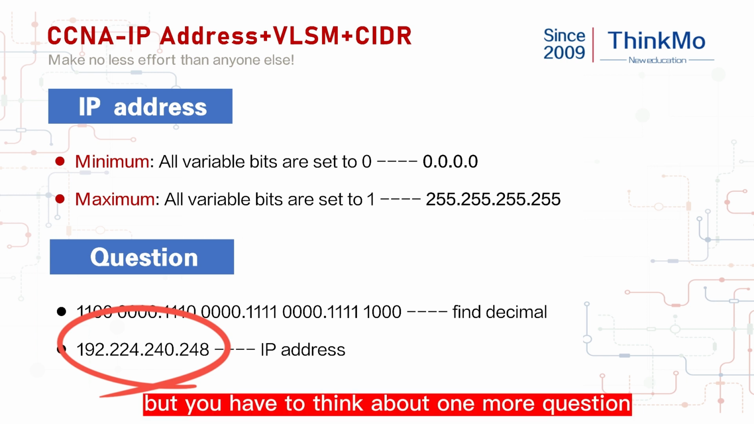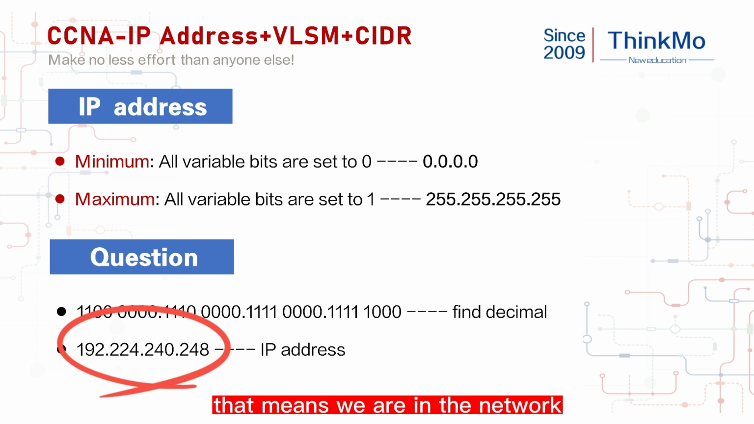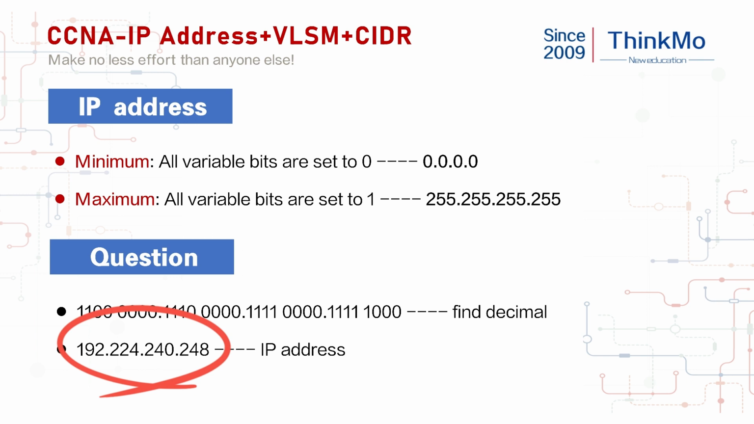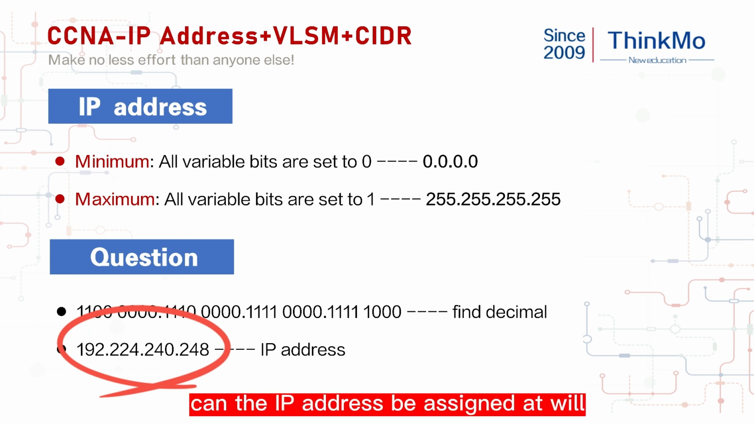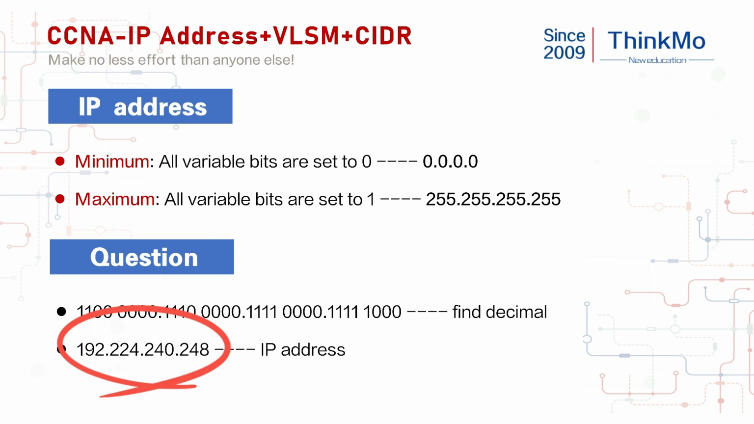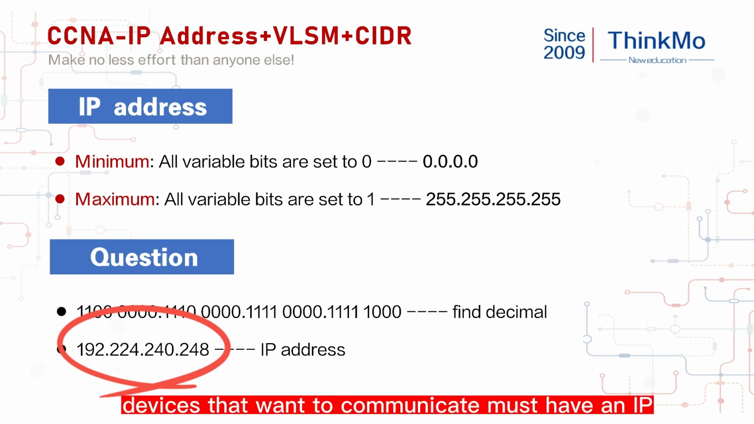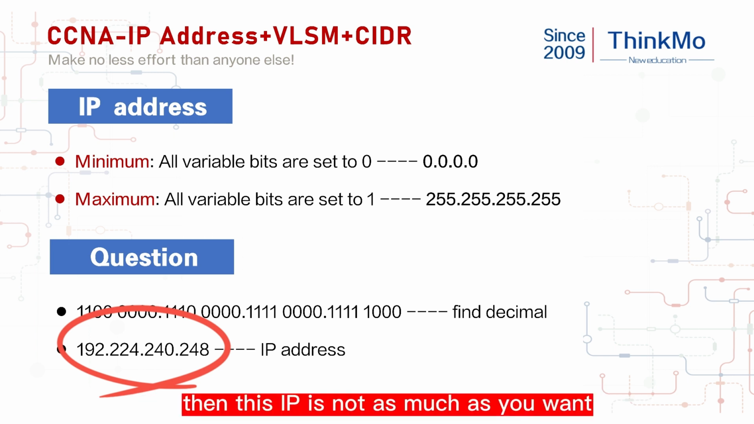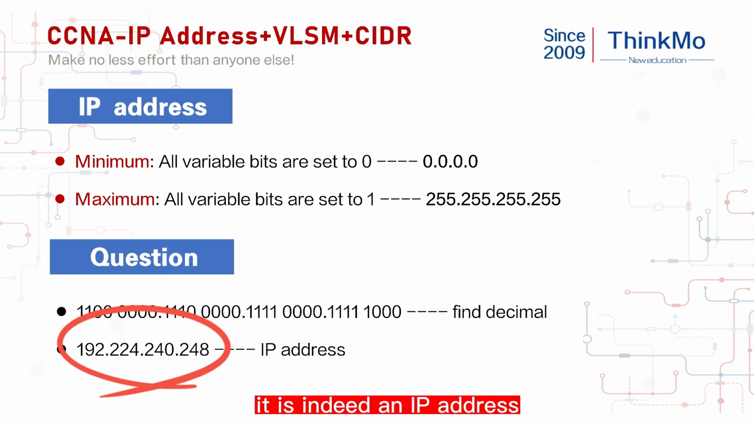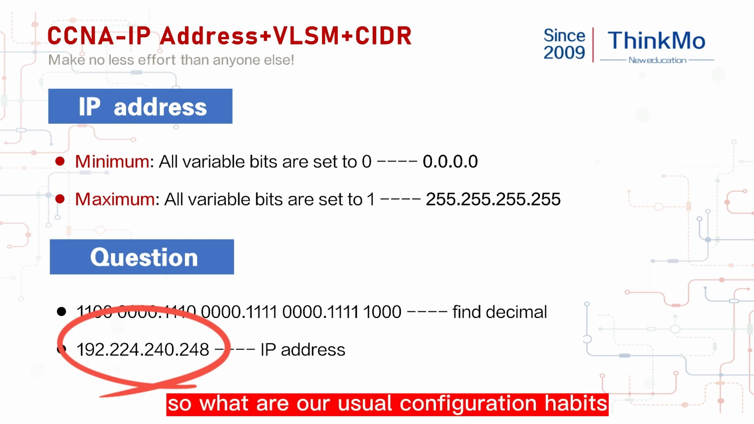But you have to think about one more question. That means, in the network, can the IP address be assigned at will? We all know devices that want to communicate must have an IP. Then this IP is not as much as you want. It is indeed an IP address, but it is not particularly in line with our configuration habits. So what are our usual configuration habits?